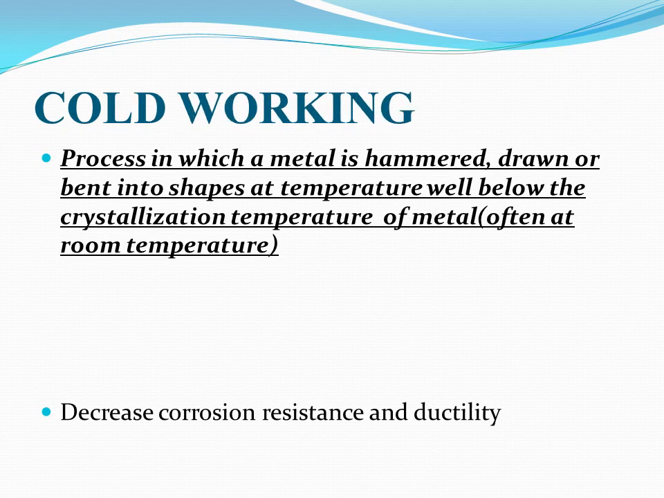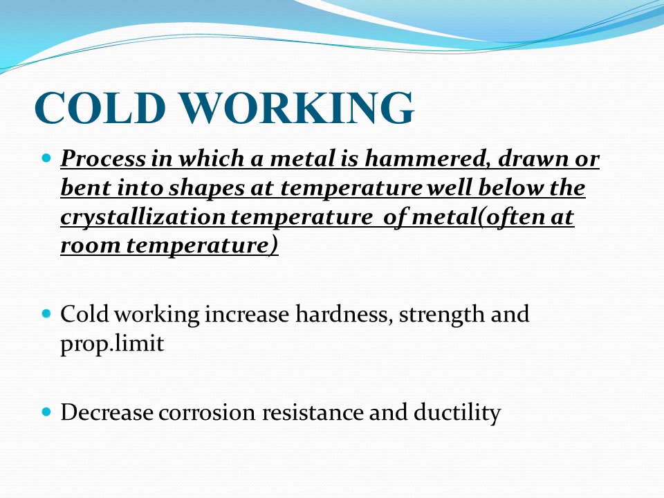So let's just go over cold working. We did it in the previous lectures. This is a process in which a metal is hammered, drawn or bent into shapes at room temperature, which is well below the crystallization temperature of the metal. It's basically a kind of plastic deformation that we carry out to bring about certain changes in the alloys, which include increased hardness, strength and proportional limit. So we want to improve the mechanical properties. However, it causes a decrease in the corrosion resistance and ductility of the alloy.